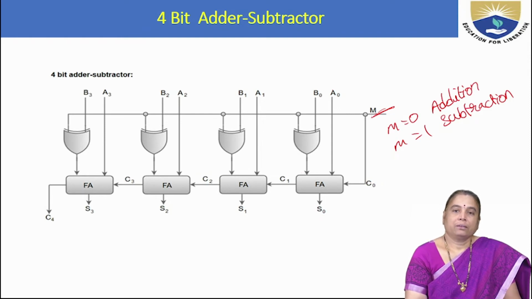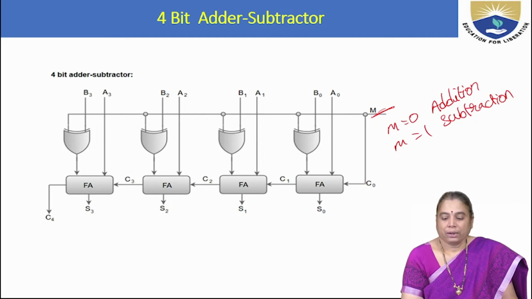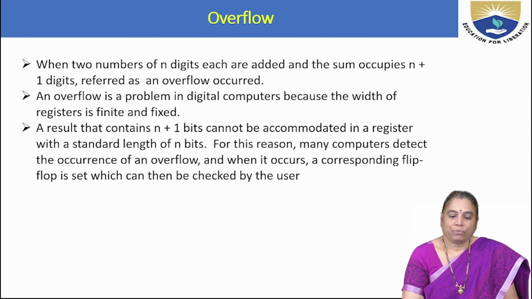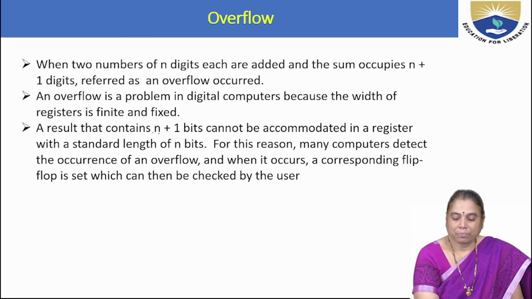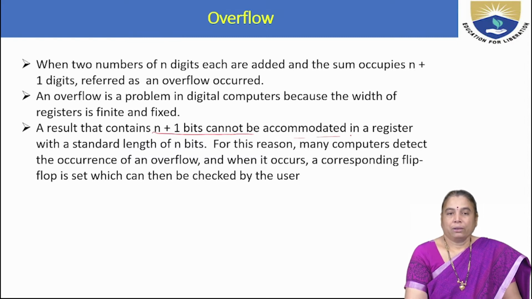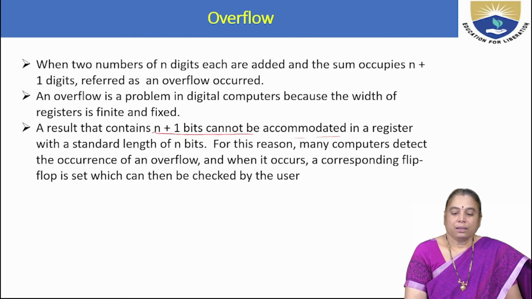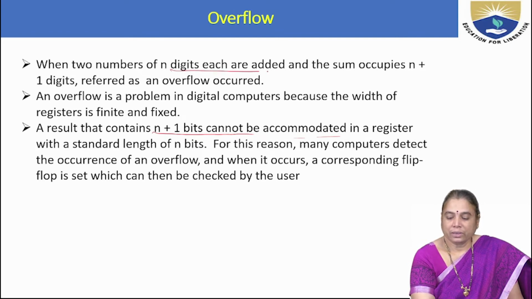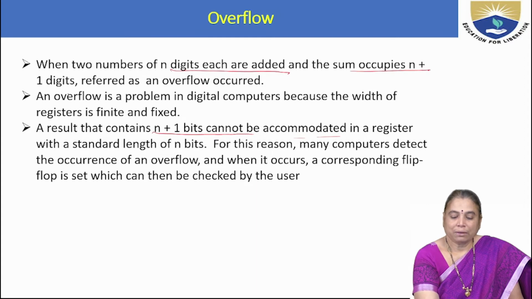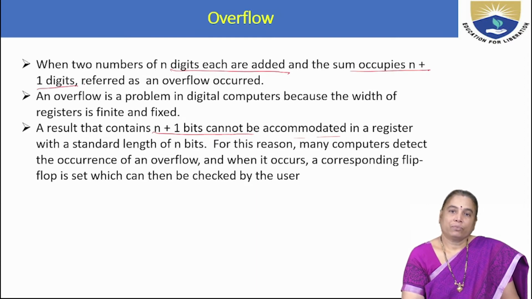So in this way, a single circuit can be used for two purposes, the adder as well as the subtractor. What is overflow? In case of addition, if n number of bits can be added and the result can be produced more than this, that bit can be treated as the overflow bit. A result that combines n plus 1 bits cannot be accommodated. So an extra bit has to be generated when two numbers of n digits each are added. The sum occupies n plus 1 digits, referred to as overflow occurred.